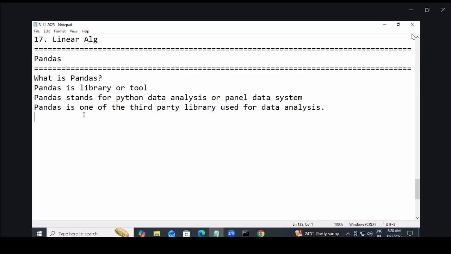No problem. Panel data system. And pandas is one of the third party libraries used for what here? Data analysis. So data analysis and pandas. Now the current version of pandas is some 2.3, which I think is currently 2.3.3. You can see that.